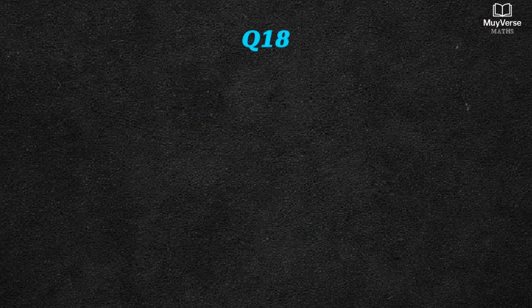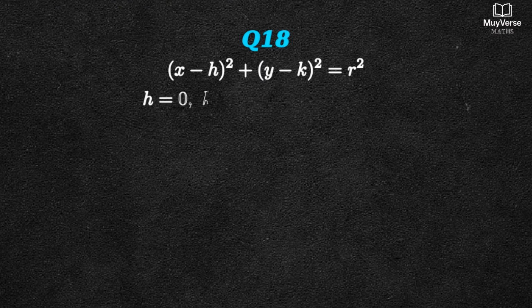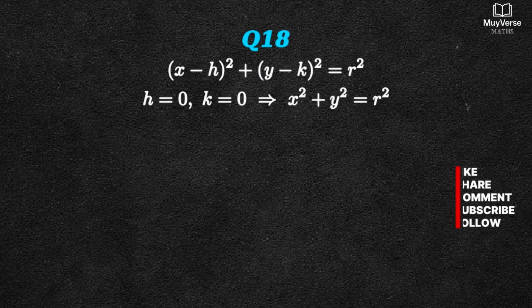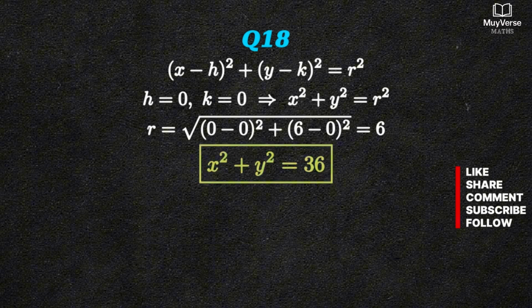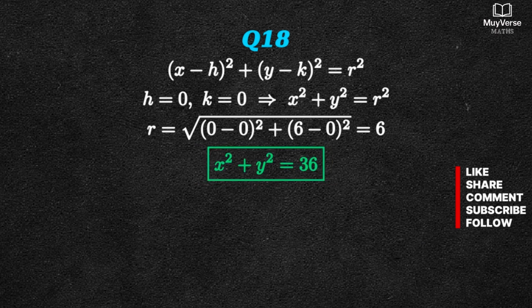Question 18. A circle has center at the origin and passes through the point (0, 6). Standard form: (x minus h) squared plus (y minus k) squared equals r squared. Here h is 0 and k is 0. So the formula becomes x squared plus y squared equals r squared. Radius r is the distance from (0, 0) to (0, 6), which is 6. Therefore the equation is x squared plus y squared equals 36.